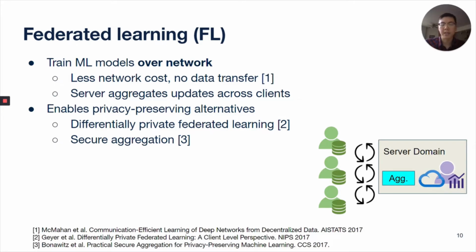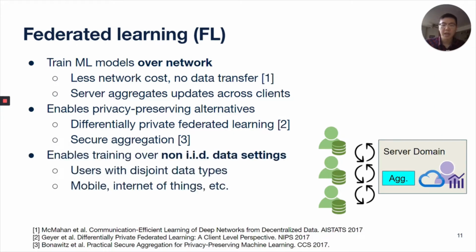from clients. This has provided wins in privacy preservation, where techniques such as differential privacy and cryptographic secure aggregation have made their way to federated learning, and also has the additional win of enabling training over non-IID data settings, where IID means independently and identically distributed.